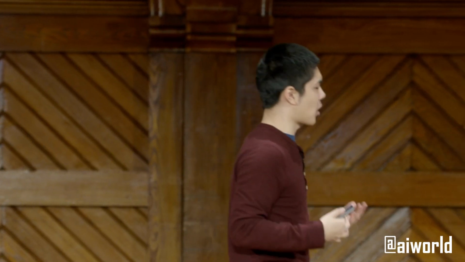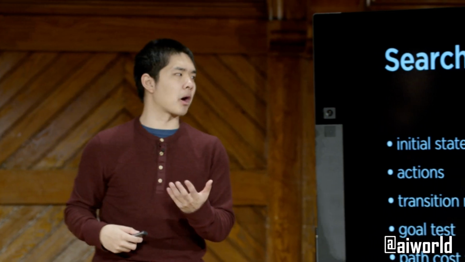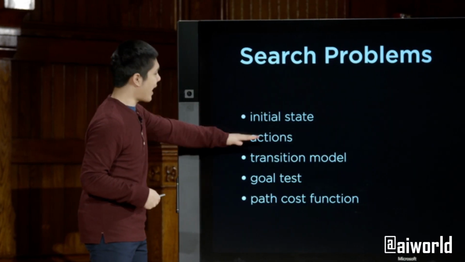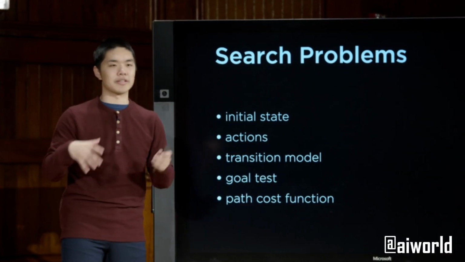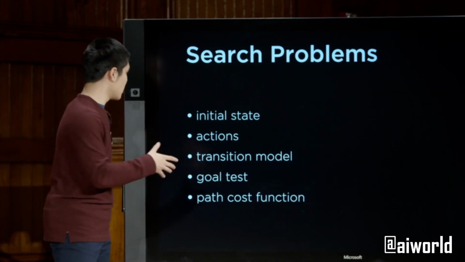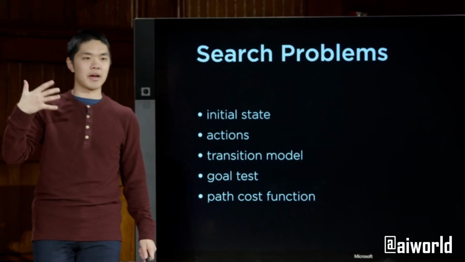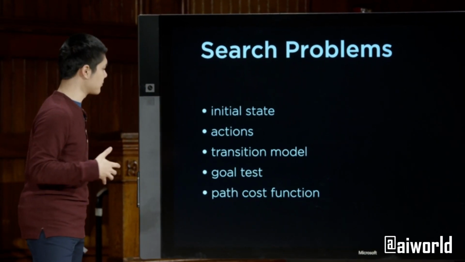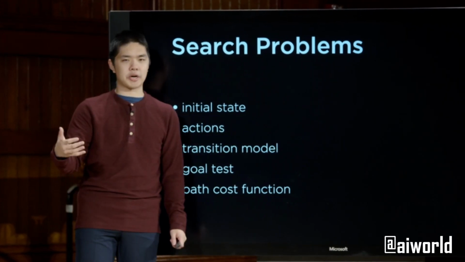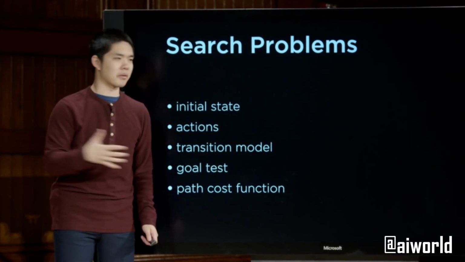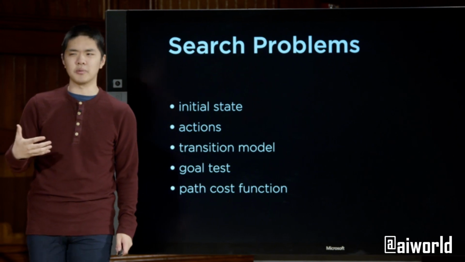You'll recall that a search problem generally consists of these parts. We have some initial state, some actions, a transition model that takes me from one state to another state, a goal test to tell me, have I satisfied my objective correctly, and then some path cost function, because in the case of maze solving, I was trying to get to my goal as quickly as possible.